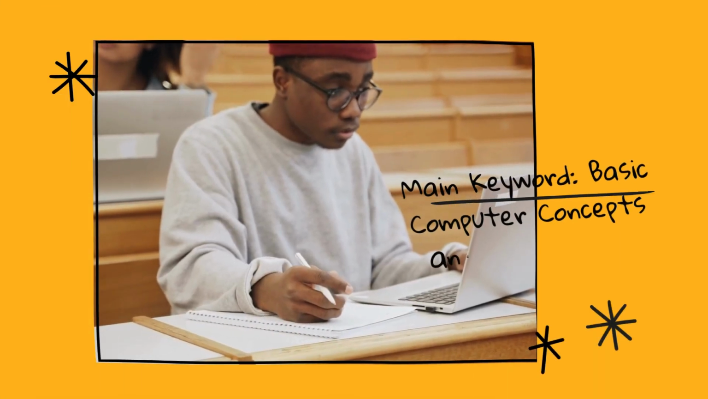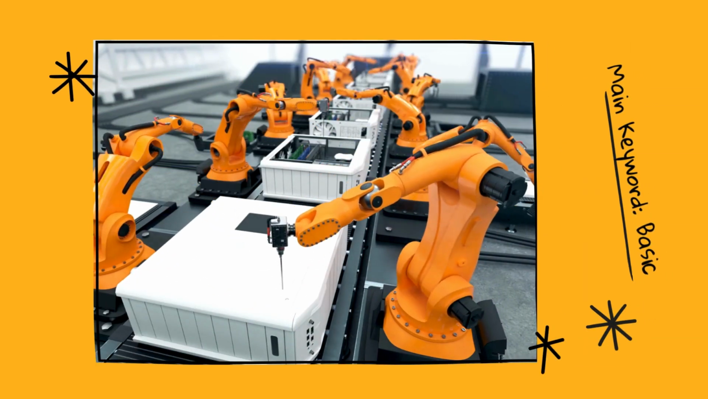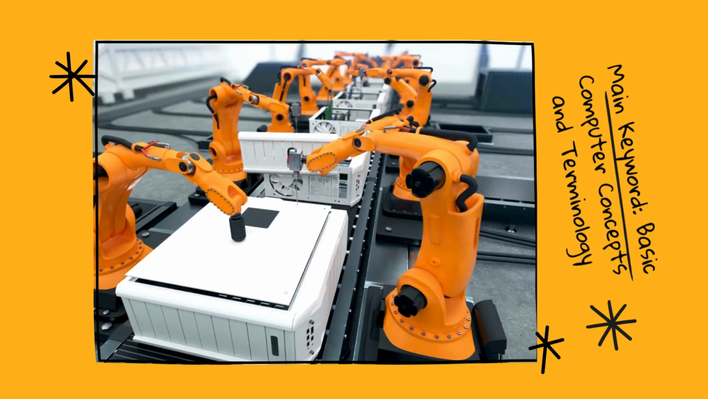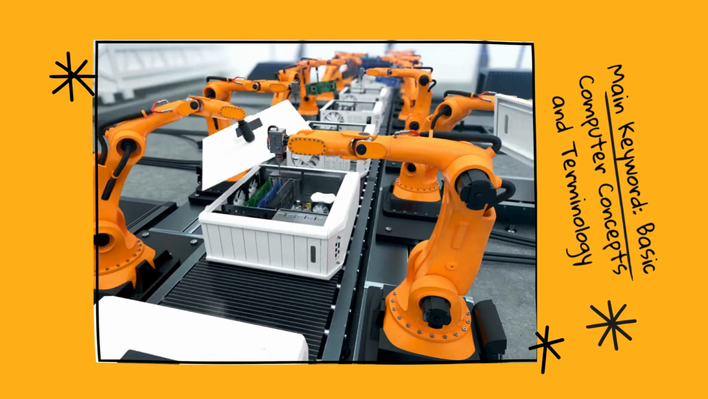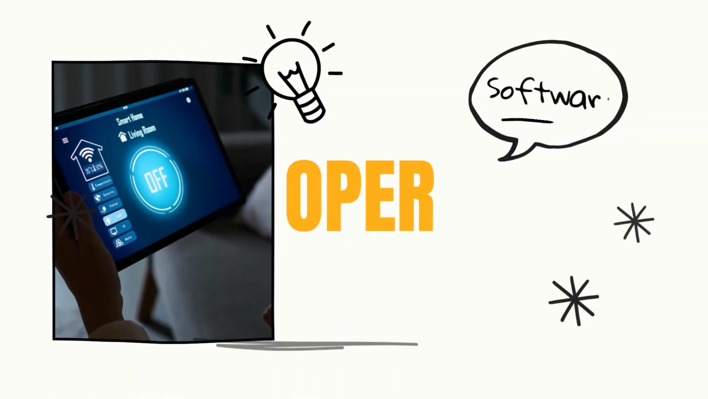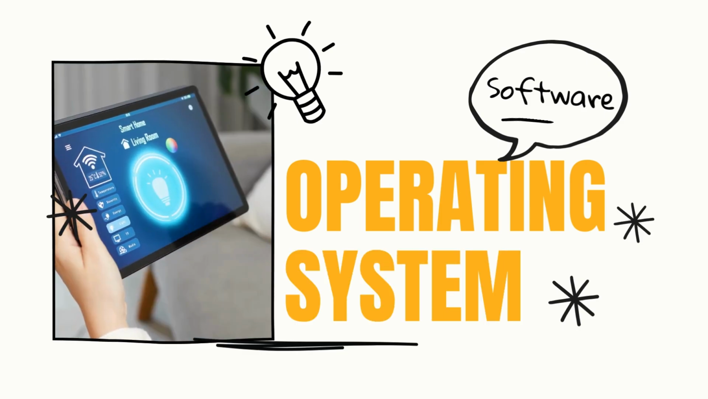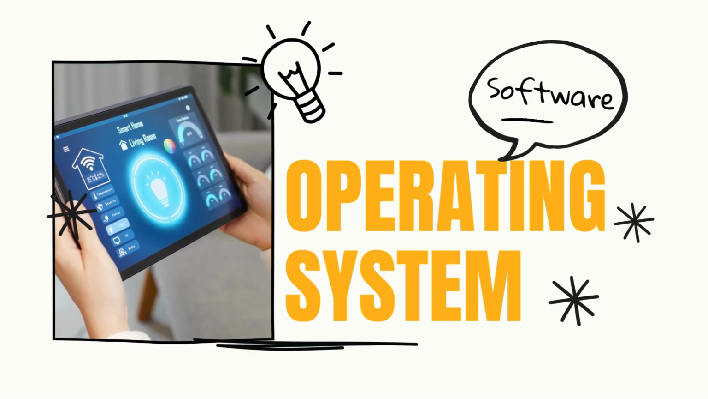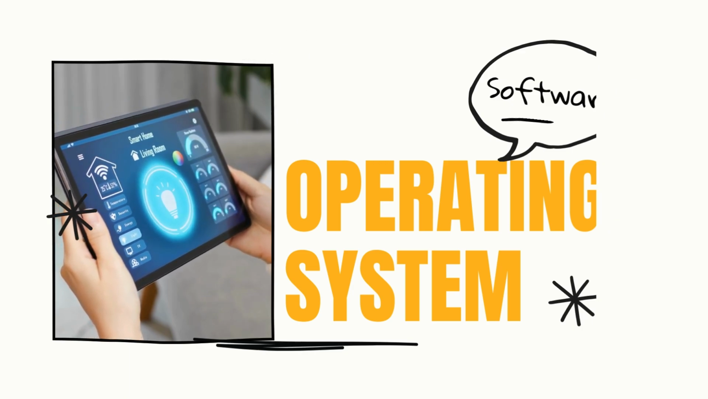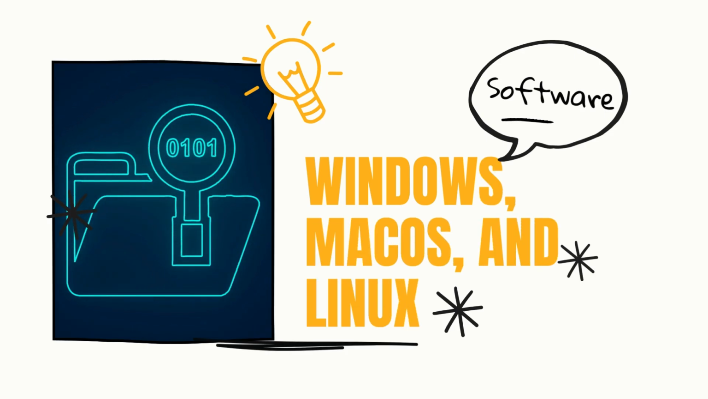Computers have become an integral part of our daily lives, but many people still struggle with understanding the basic concepts and terminology associated with them. Let's break down some of the foundational terms that every computer user should be familiar with. The operating system. The operating system is the software that manages the computer's hardware and provides a user interface for interacting with the machine. Some examples of popular operating systems include Windows, macOS, and Linux.